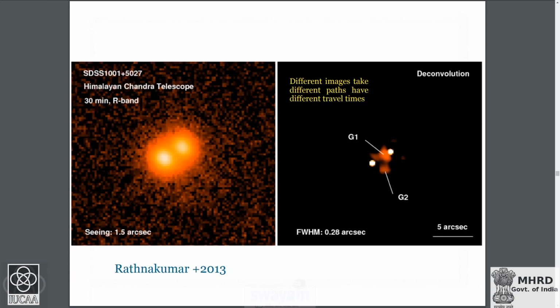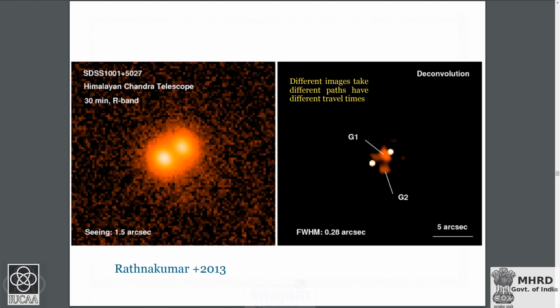So, such a measurement was carried out using the 2 meter Himalayan Chandra telescope. What is shown on the left is the image of a lensed quasar. This is a doubly lensed quasar, wherein we are seeing two images of a quasar. What is shown on the right is after some image processing, where we are able to resolve these two quasars separately. In addition to that, we are also able to see two lensing galaxies which are marked by G1 and G2.